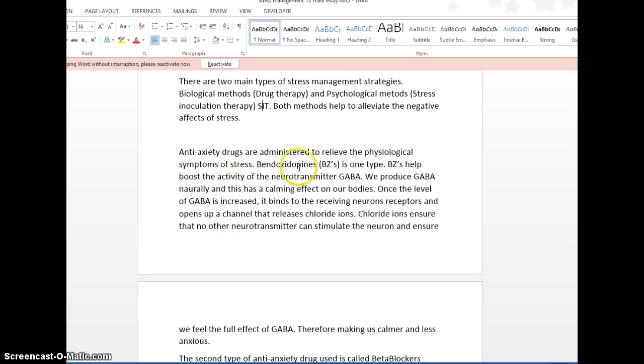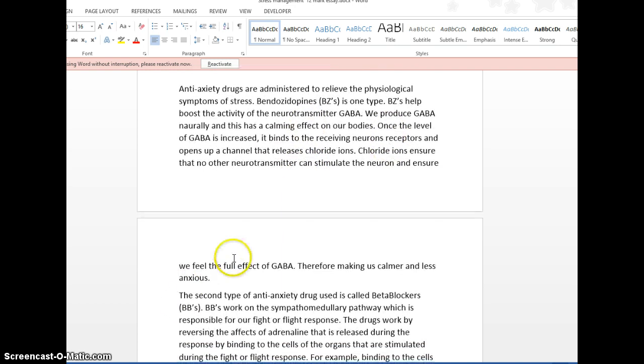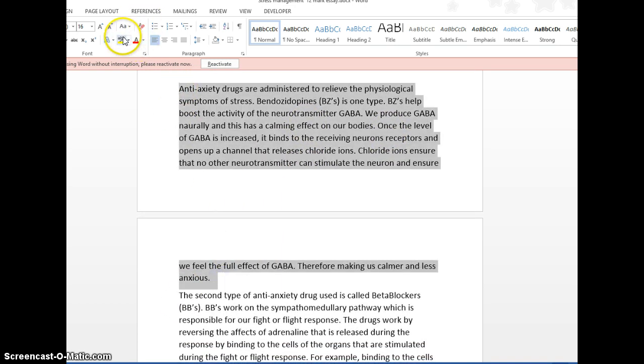So anti-anxiety drugs. This is basically me starting with anti-anxiety drugs, and I start talking about benzodiazepines. Again, in brackets, I put BZ. So from now on, I can start using BZs. I explain, for example, what BZs actually do in a bit more detail. I said that GABA is responsible for calming the body down, and it's a natural calming chemical in our system. And I explain what happens there. So all of this here would be part of my AO1.